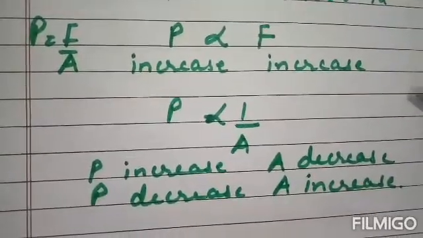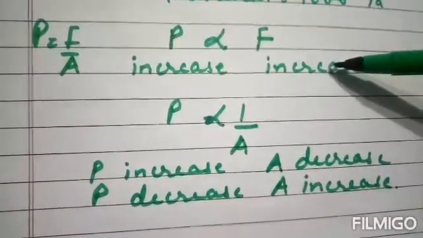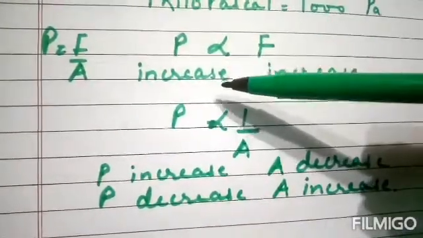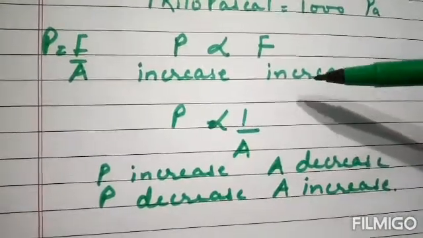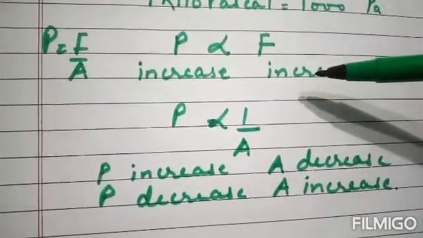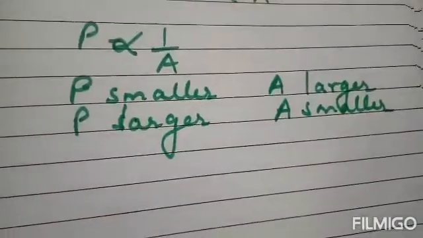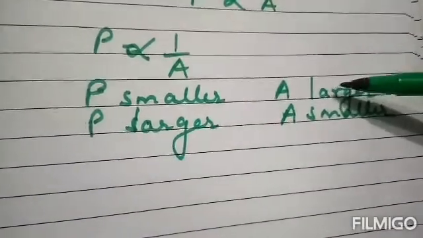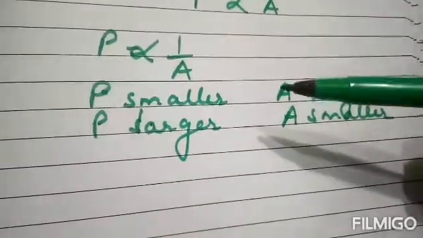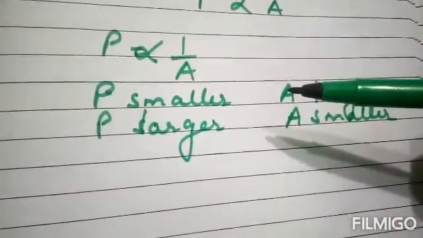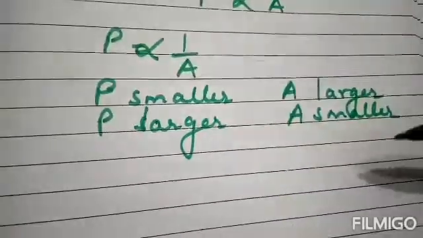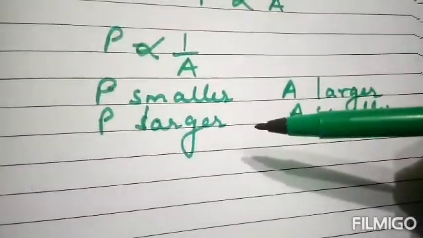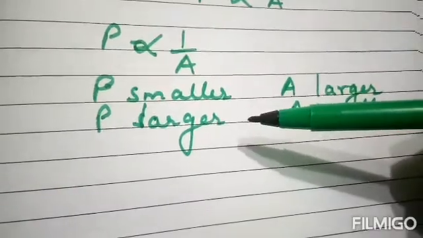So from the formula we can say, if the force increases, then the pressure increases, and if the pressure increases, then the force also increases. Now here, if the area is larger, then the pressure exerted by the force will be smaller. If the area is smaller, then the pressure exerted by the force will be larger.